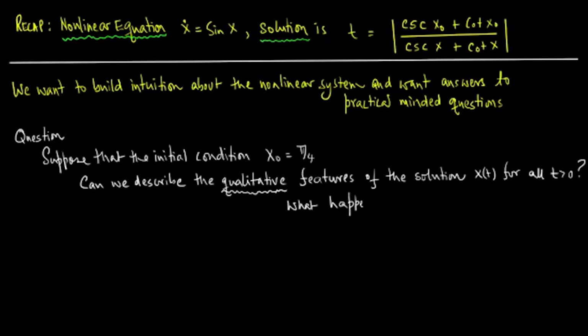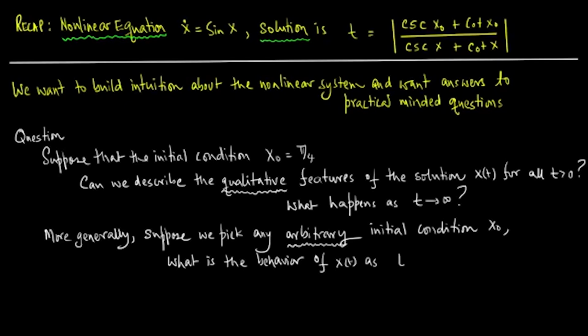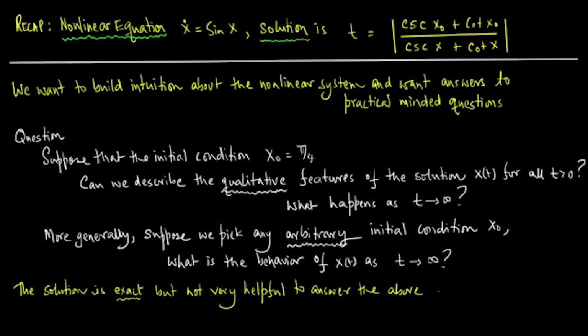What happens as t tends to infinity? More generally, suppose we pick any arbitrary initial condition x of 0, then what is the behavior of x of t as t tends to infinity? The explicit solution is exact but not extremely helpful to answer the above questions quickly. The nonlinear equation at hand is x dot is equal to sine x. So let us plot x dot versus x.